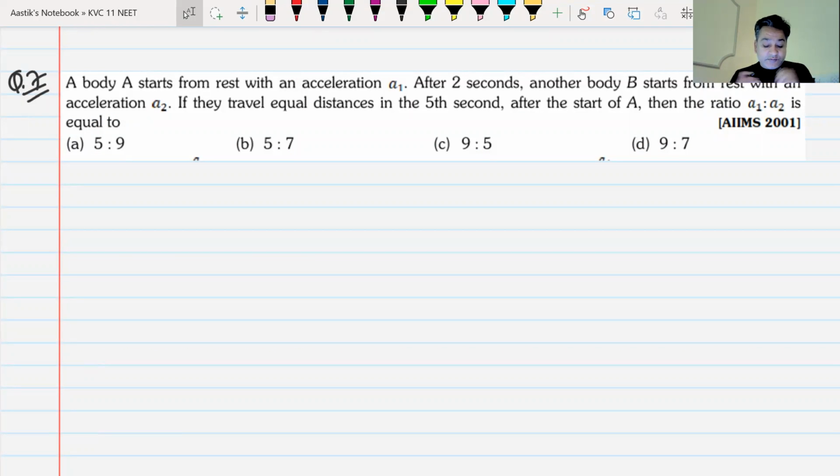A body A starts from rest with acceleration a1. After 2 seconds, another body B starts from rest with an acceleration a2. They travel equal distances in the 5th second. Remember, time has started when A has started. They travel equal distances in the 5th second after the start of A. What is the ratio of a1 by a2? Your time starts now.